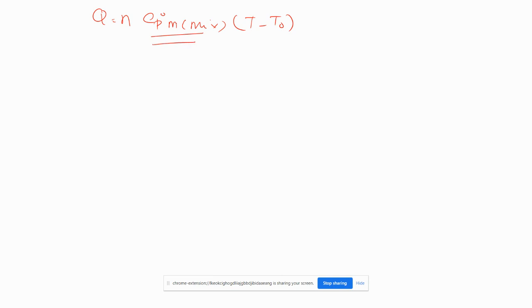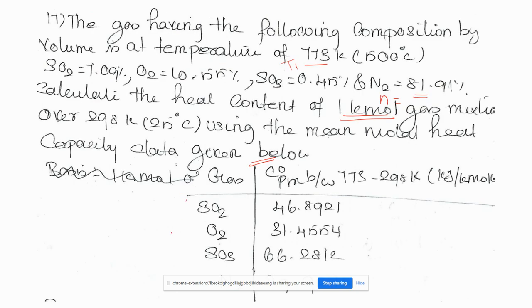But we have to find the Cp naught m mix. Cp naught m of mix is what? Sigma xi Cp naught i of m. So for this you have to find Cp naught m of mix, and then substitute it in the formula.